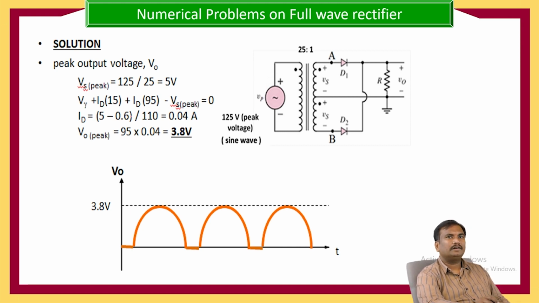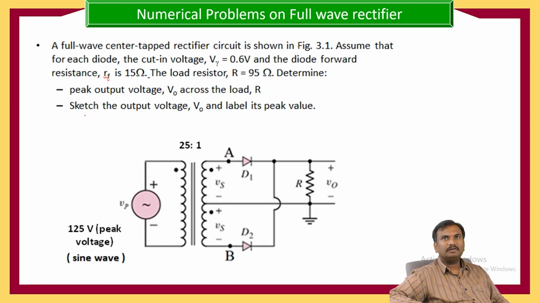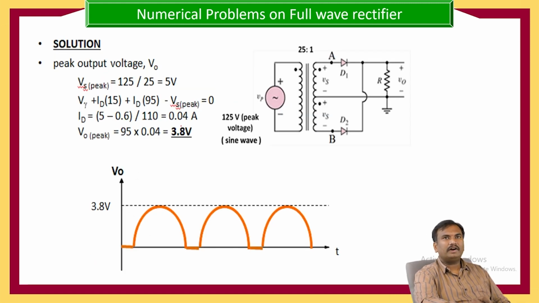is the forward voltage. The forward voltage is given as 0.6 volts. Divided by 110, this is equal to 0.04 amperes, where V0 is equal to 95 into 0.04, which is 3.8 volts. This is the way we are going to get the output voltage in the full wave rectifier with the given conditions.